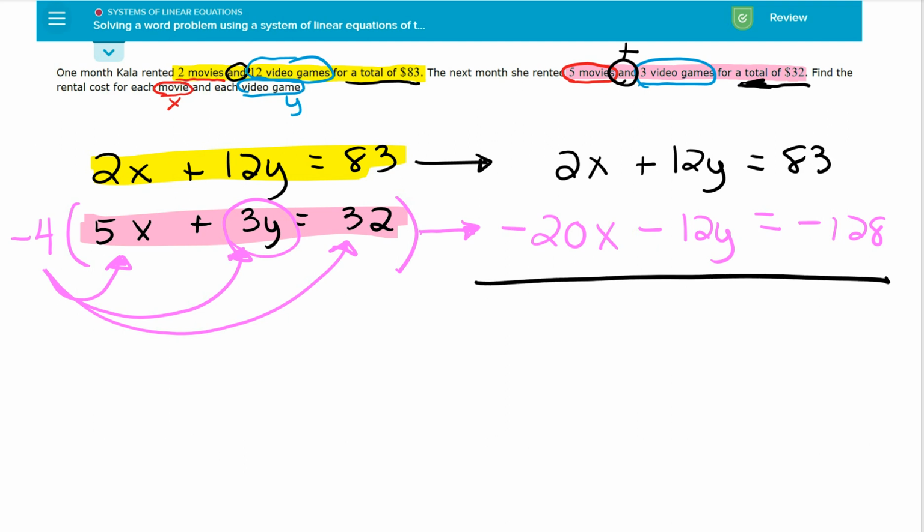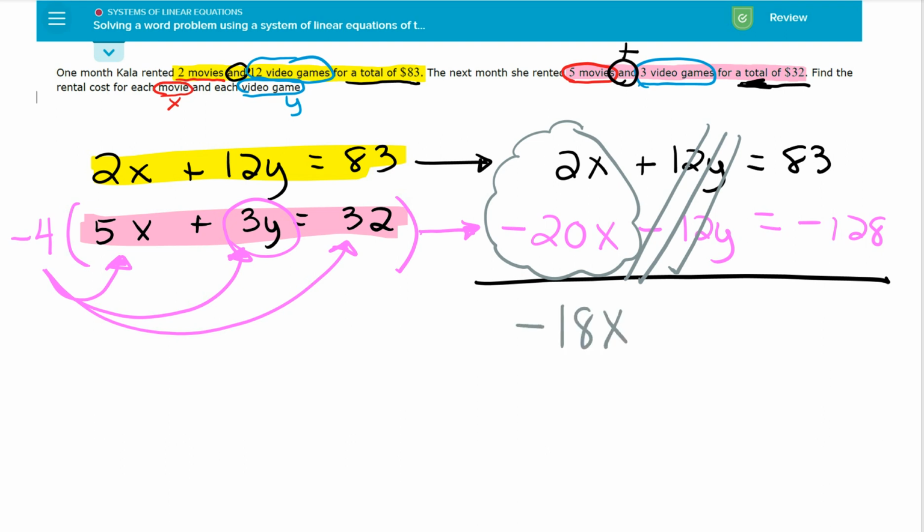I'm just going to work on my copying skills right here and copy it down exactly as I see it. Draw my line, and here is where the elimination is going to happen. The plus 12y and the minus 12y are going to cancel out. You're going to combine the 2x and the negative 20. That's going to be negative 18x. Your equal sign still separates the left from the right. And then I'm going to combine my positive 83 and my negative 128. That's going to be a negative 45. Hang on a sec. Yep, not sure why I was doubting myself.